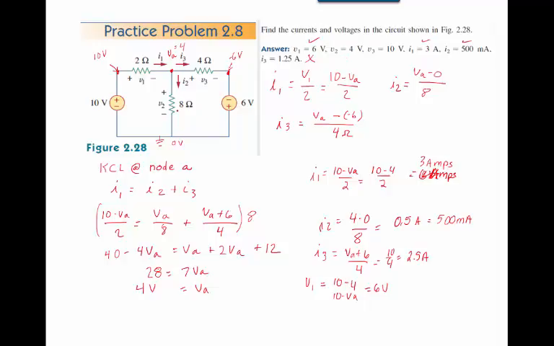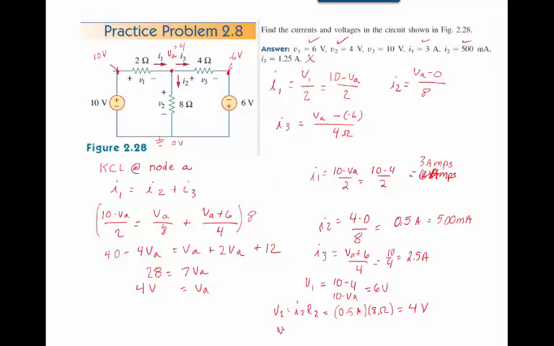Voltage 2. Voltage 2 right there. Voltage 2 is I2R2. That's the only way I can get it. I2R2 is 0.5 amps times 8 ohms is 4 volts. Interesting, they had that right. Oh, and then finally voltage 3.